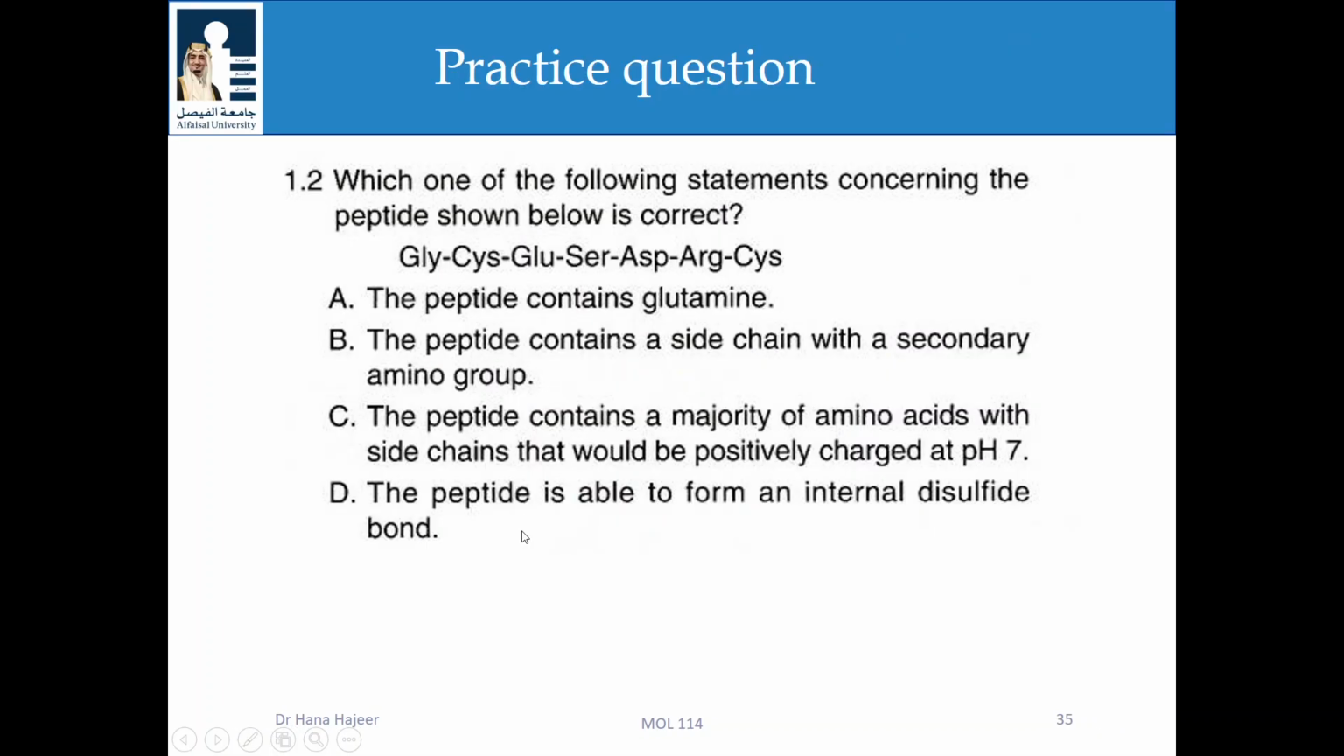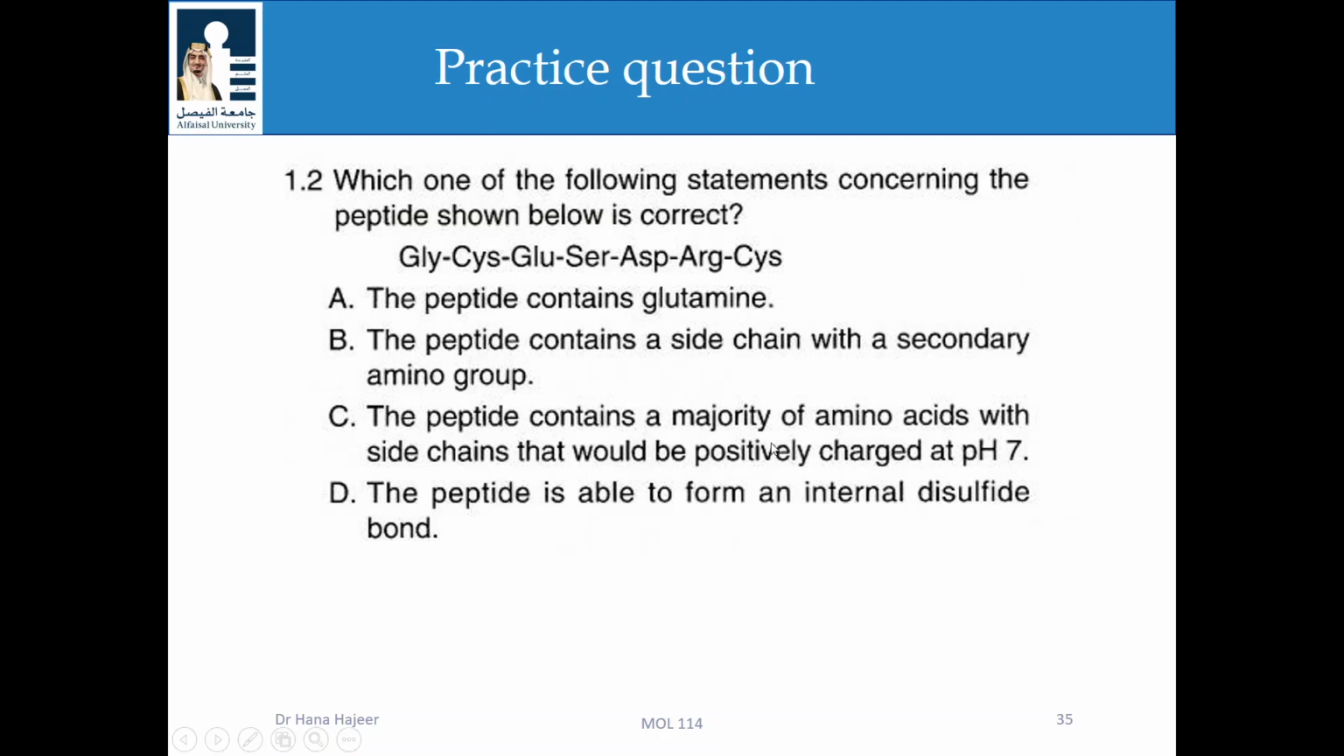This is a practice question for you. This is the kind of question you should expect in a TBL or a midterm. Which one of the following statements concerning the peptide shown below is correct? The peptide contains glutamine. Does it contain glutamine? No, there is no GLN. The peptide contains a side chain with a secondary amino group. No, because what? No proline.